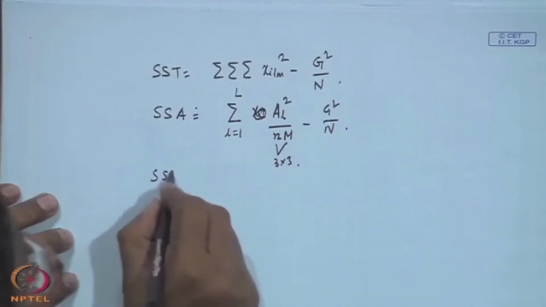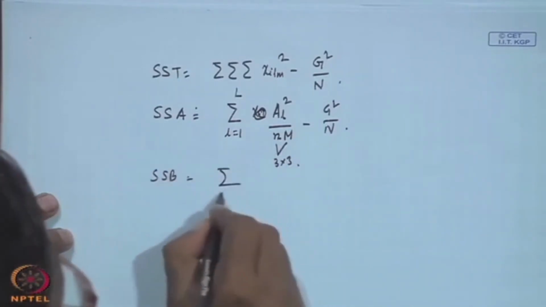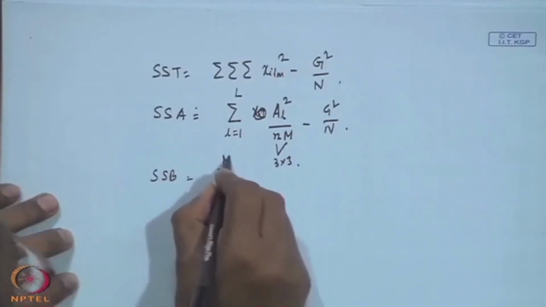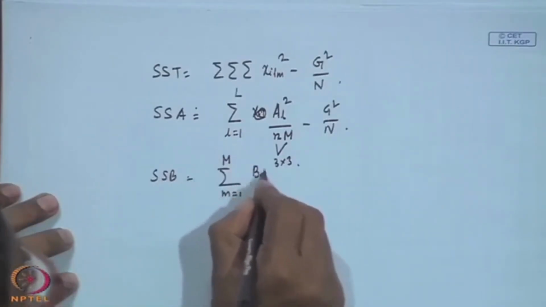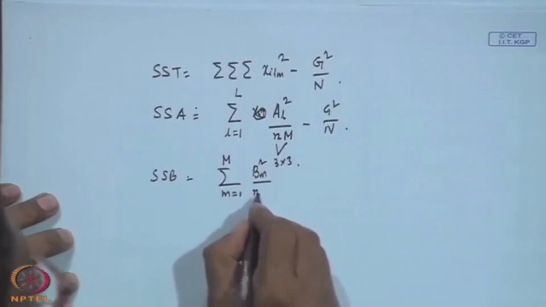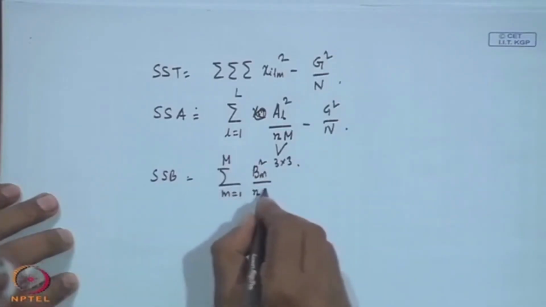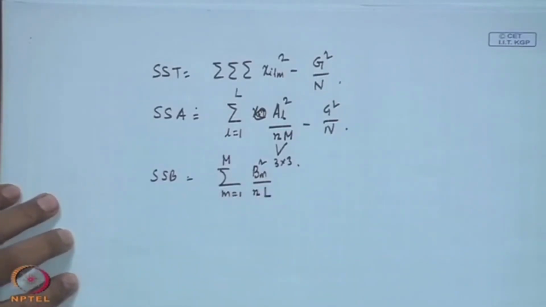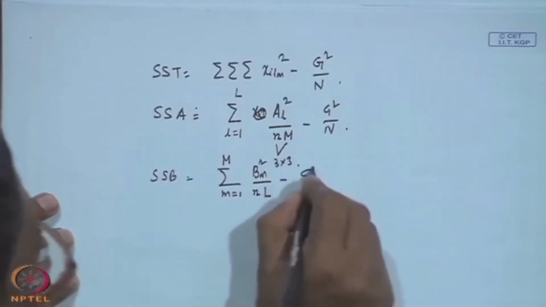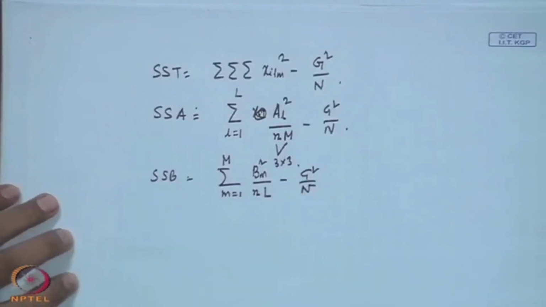So what will be our SSB? SSB across M equal to 1 to capital M is B_M squared divided by N L, since L is varying, minus G squared by capital N.